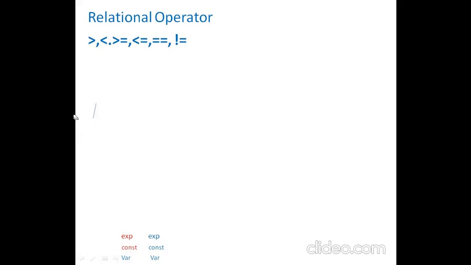Relational operators. These are used for comparison purposes. And these are the relational operators. The six types are: greater than, less than, greater than or equal to, less than or equal to, equal to, not equal to.